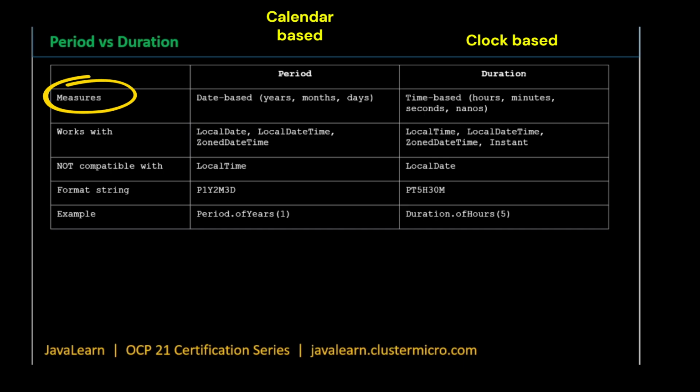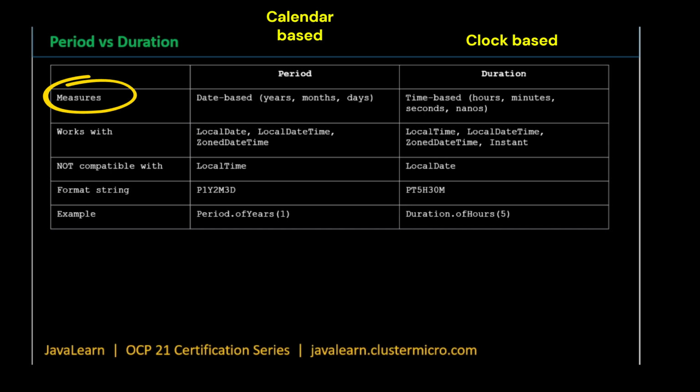So why does this distinction exist? Because calendar based time and clock based time behave differently. A month is not a fixed number of seconds. January has 31 days, February has 28 or 29, June has 30. You cannot express 1 month as a fixed number of seconds because the answer depends on which month you mean. Period handles the calendar world where units are variable length. Duration handles the clock world where units are fixed.